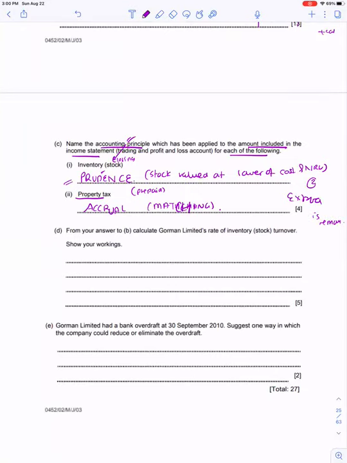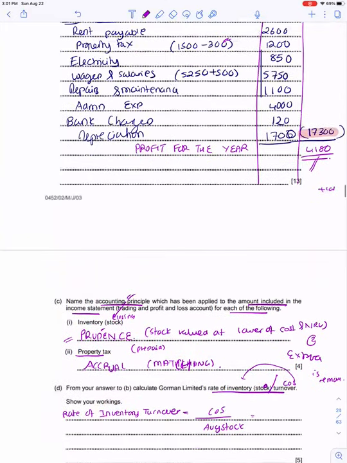From the answers, calculate rate of stock turnover. We have already done this. Stock turnover: stock is at cost, so turnover is also at cost. But because it is a turnover ratio, we say rate of inventory turnover. You will write the formula only: cost of sales upon average stock.